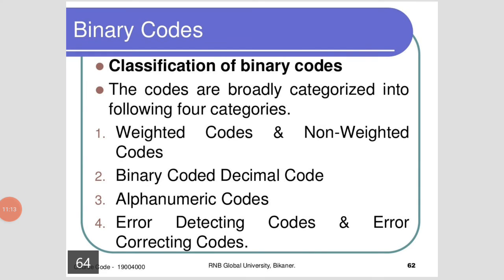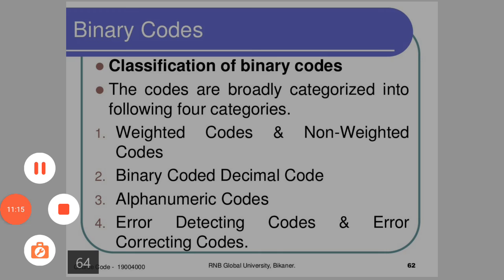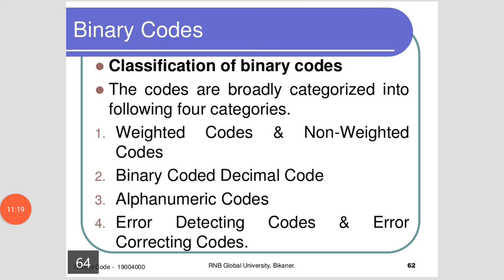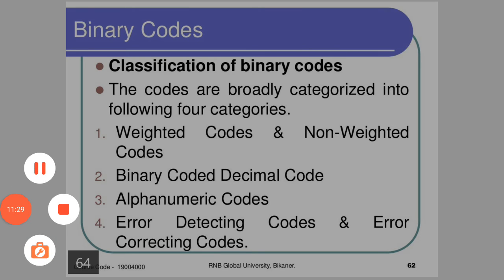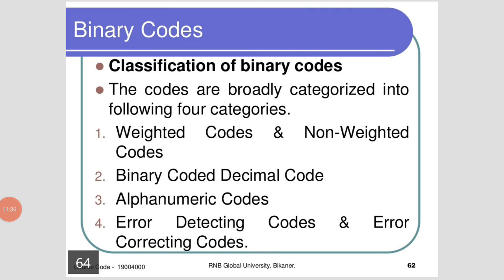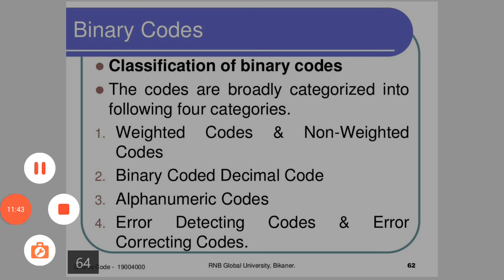After that we saw the binary codes, the definition of binary code and the classification of binary codes. The classification of binary code includes weighted, non-weighted, binary coded decimal, alphanumeric codes, error detecting codes and error correcting codes. These four are the main important classifications of binary codes, which we will see in the next video lecture.